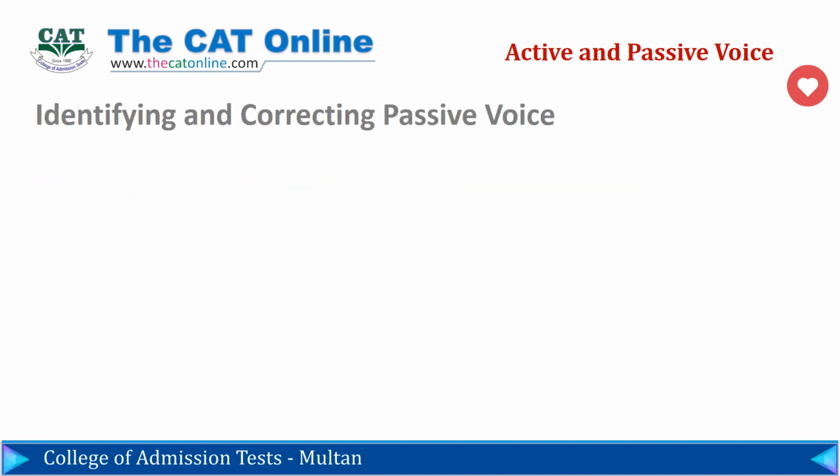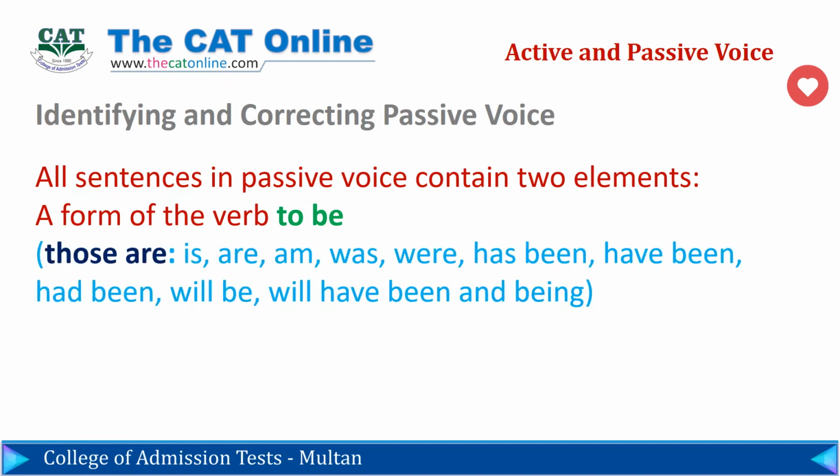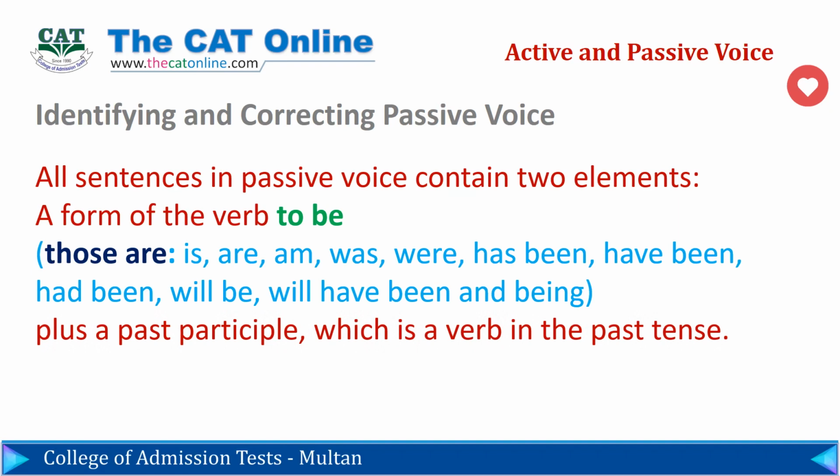Identifying and correcting passive voice. All sentences in passive voice contain two elements, a form of the verb to be, those are, is, are, am, was, were, has been, have been, had been, will be, will have been and being, plus a past participle, which is a verb in the past tense. In the asteroid example, the to-be verb is has been and the past participle is discovered. The direct object that has been found is the asteroid. Hence, the sentence is in passive voice. Note, sentences without a direct object, that's the agent that the subject and verb affect, are never in passive voice.